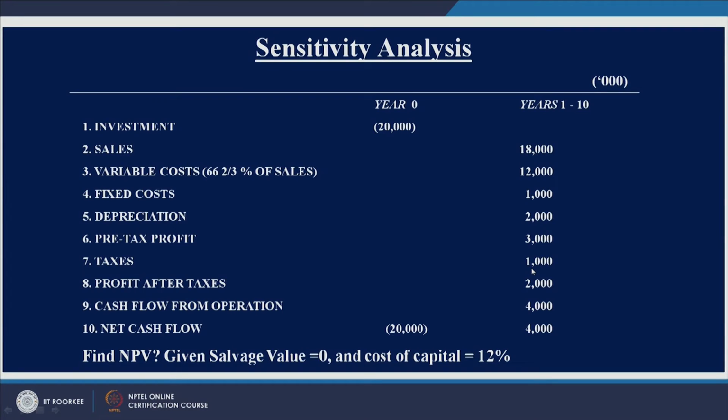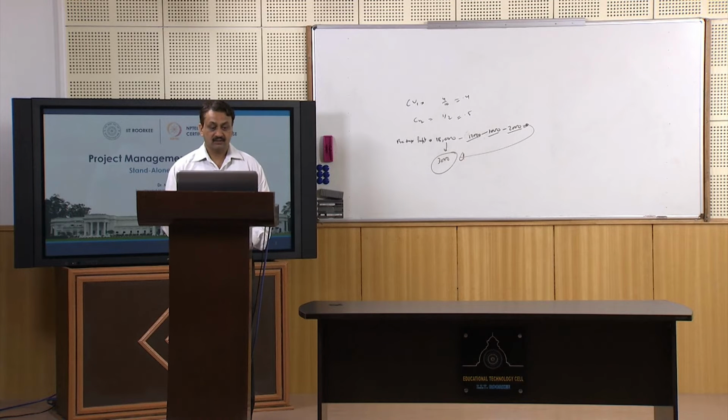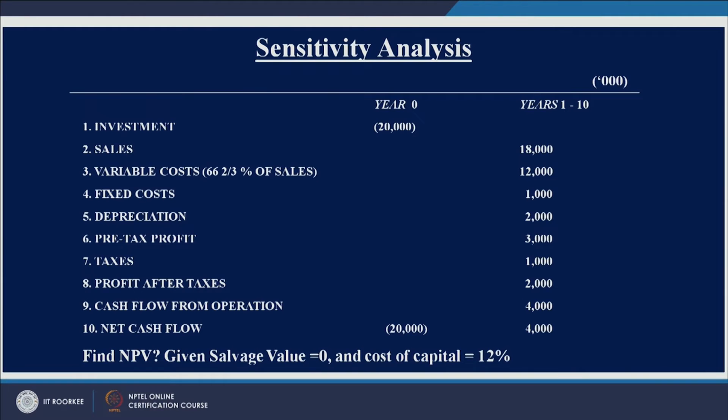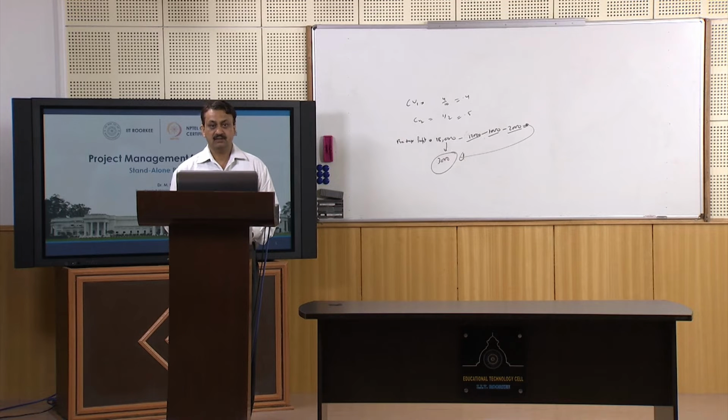Taxes are 1,000 rupees, and profit after tax is very simple, just subtract taxes from pre-tax profit. So, 3,000 minus 1,000, which is 2,000, right. Cash flow from operations is 4,000, and net cash flow is 4,000. So, this question is given to you and you have to calculate the NPV, net present value, of this project, given salvage value is 0 and cost of capital is 12%, right. You just try this question. I hope all of you would be able to solve it.